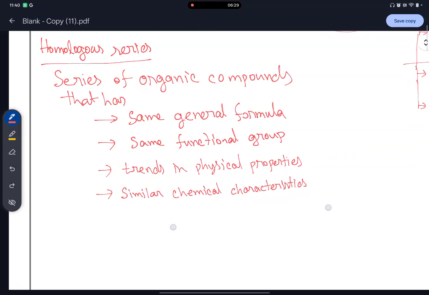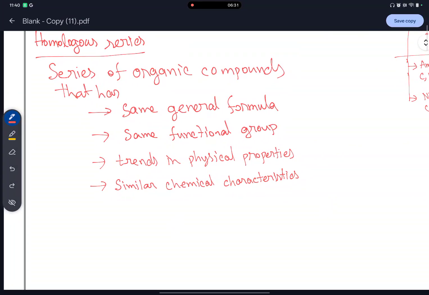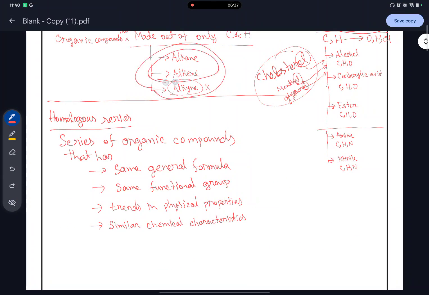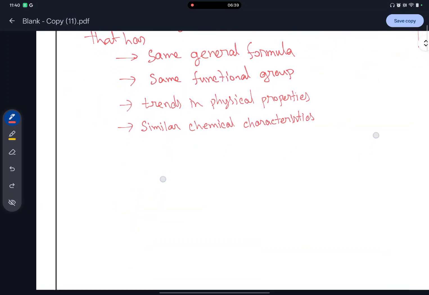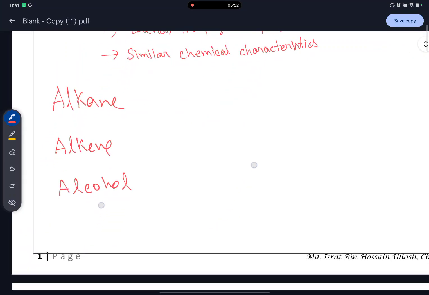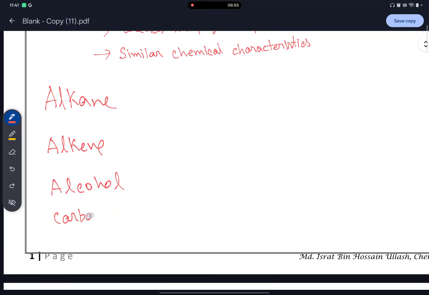Now let's see how they behave for some of the homologous series. In your syllabus, as I told you already, there are only two from the hydrocarbons and three from the derivatives. There are a total of five homologous series. First one will be alkane, then alkene, then alcohol, then carboxylic acid, and finally ester. First of all, alkane.